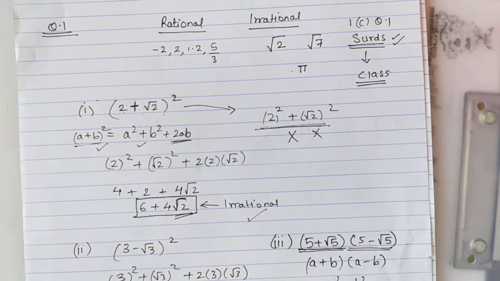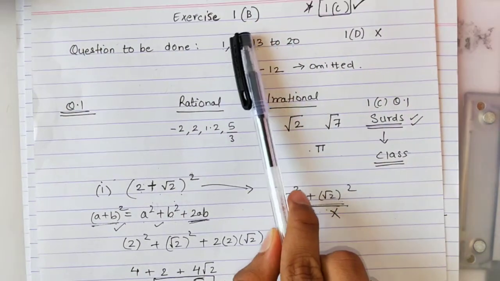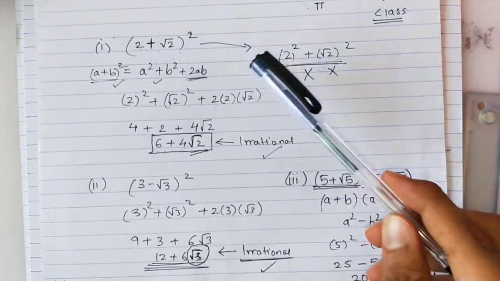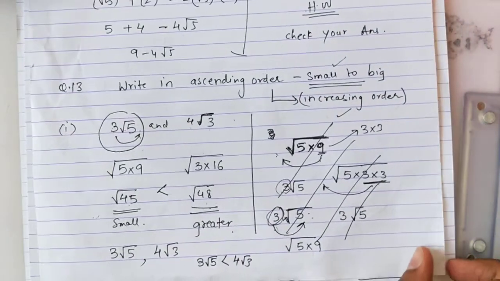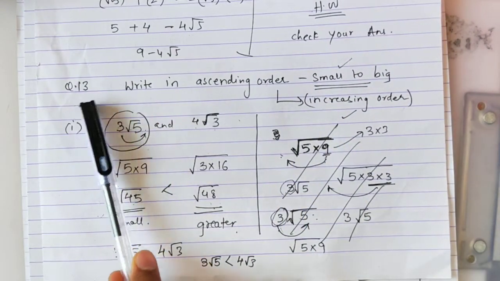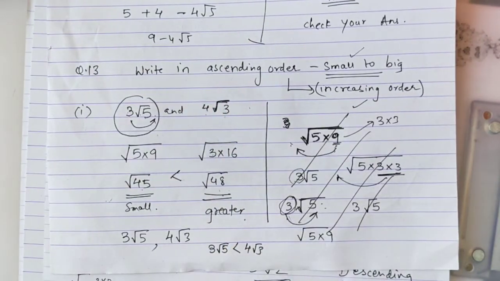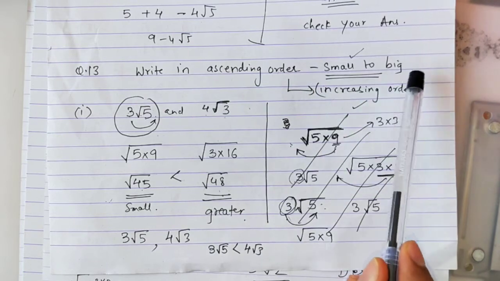Hello students, in the last video we started with exercise 1b, and we did what are rational and irrational numbers, then a few questions. The most important questions we started with were these. Question number 13, where we did write in ascending order. Ascending means small to big.